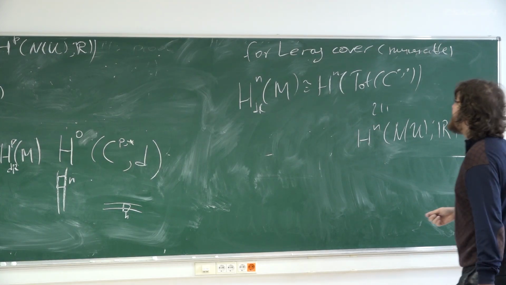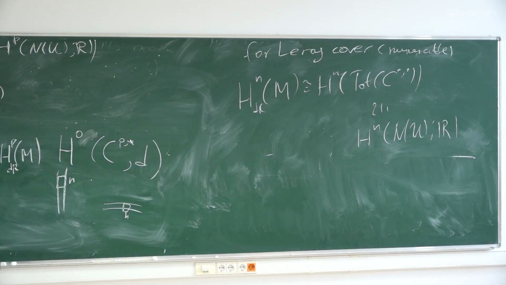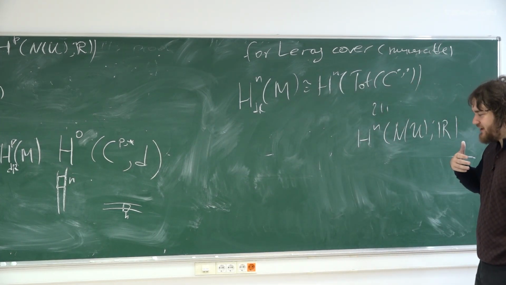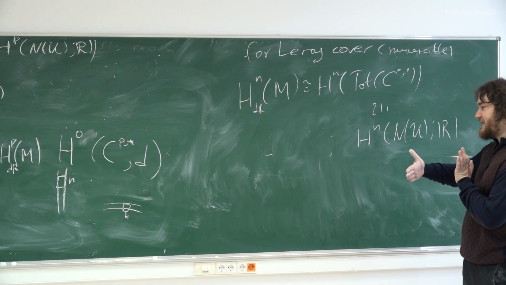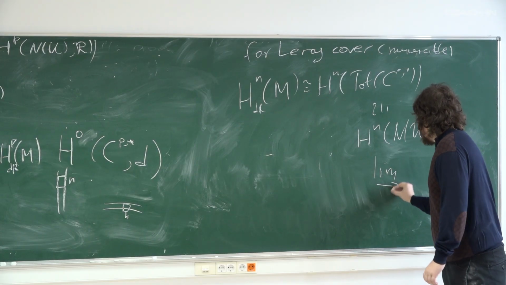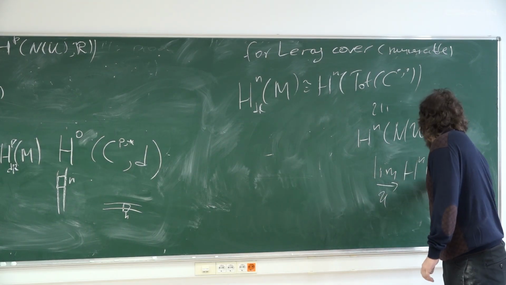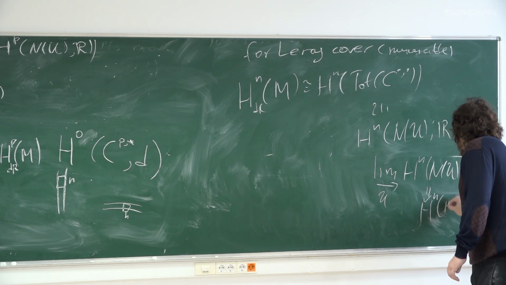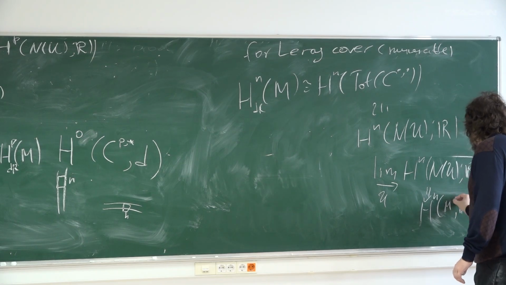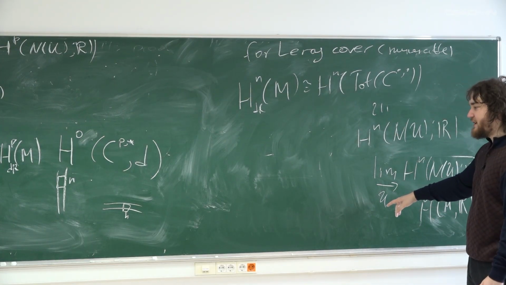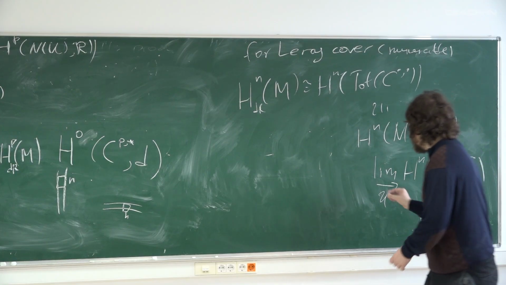For smooth manifolds, as I said before, you can substitute any cover by a Leray cover. So Leray covers are a cofinal set in the set of all covers. If you consider the direct limit of these cohomologies over all covers, this is by definition Cech cohomology with R coefficients. They also coincide with de Rham cohomology, because you can compute them using only Leray covers, and for all Leray covers they coincide with de Rham cohomology.